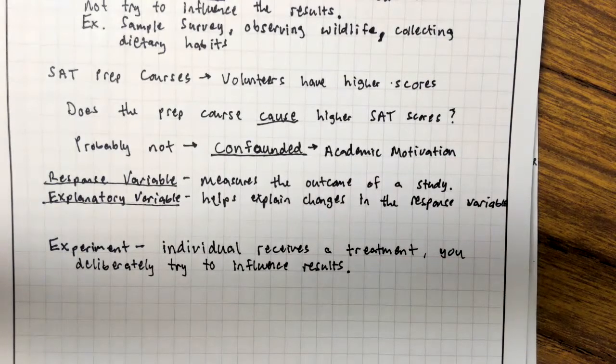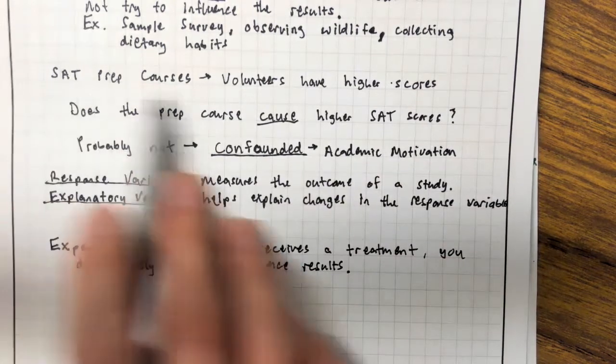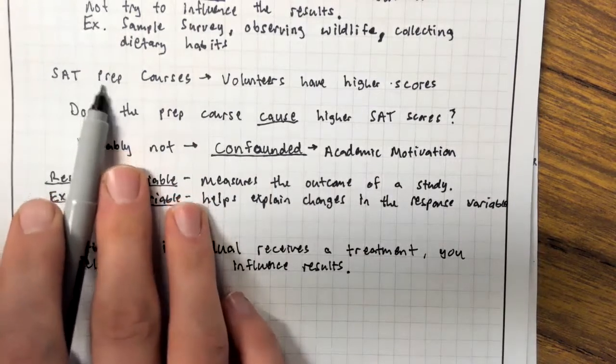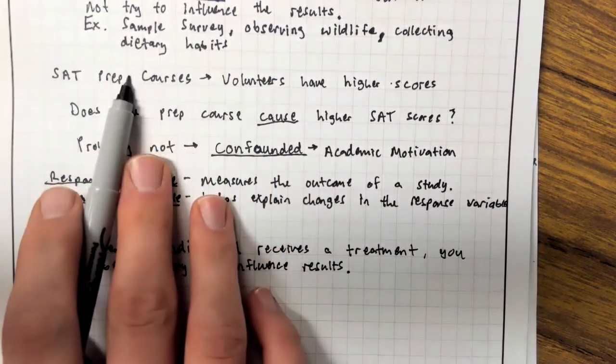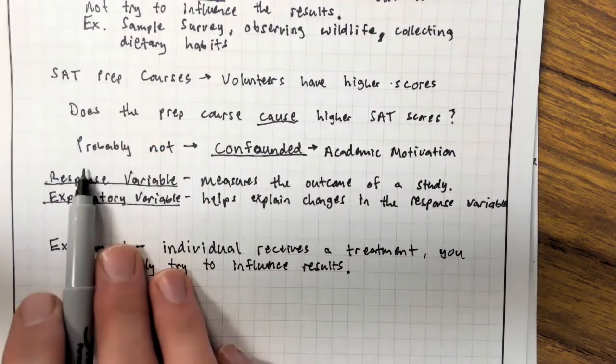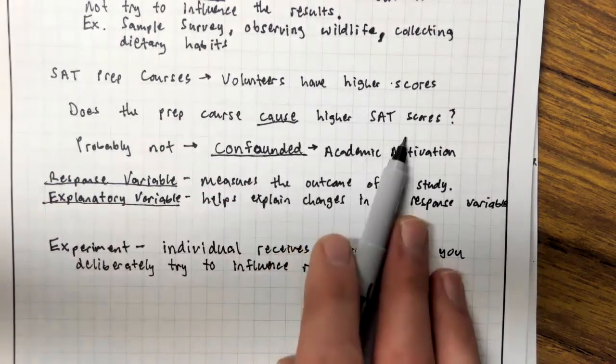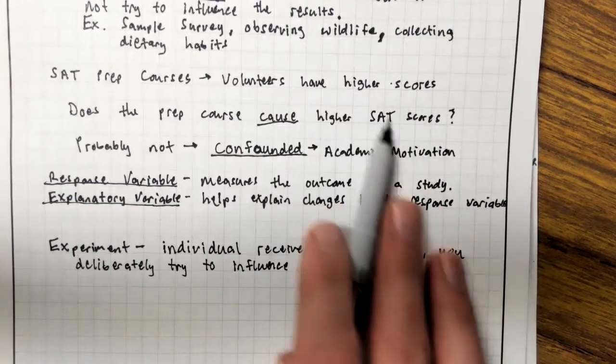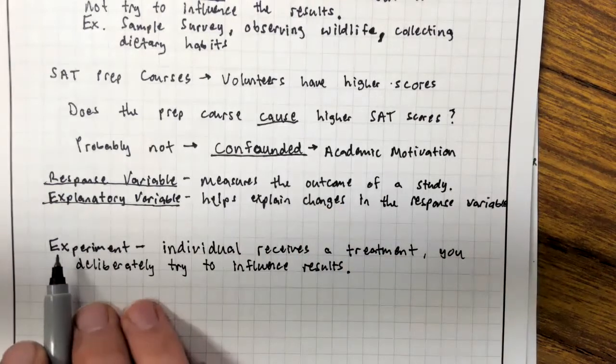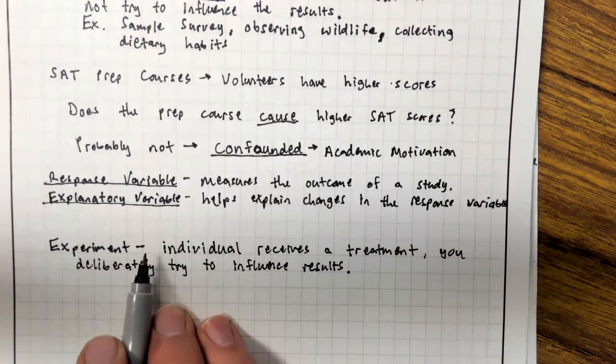In the case of the SAT prep course, a better way of doing it would be to assign some students to the SAT course, the volunteers that have already signed up, assign some students to take the SAT prep course, and then assign some students to not take the SAT prep course, and then measure the response variable. That's really the idea behind experiments.